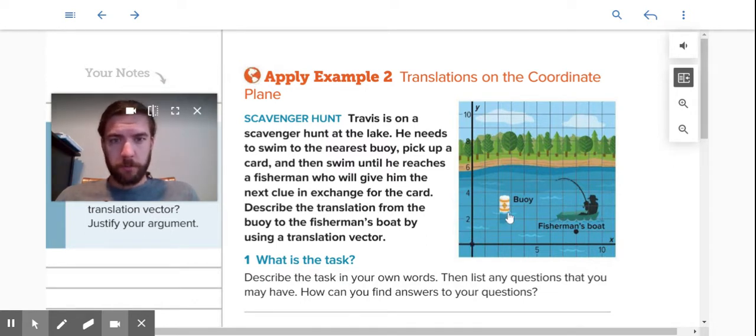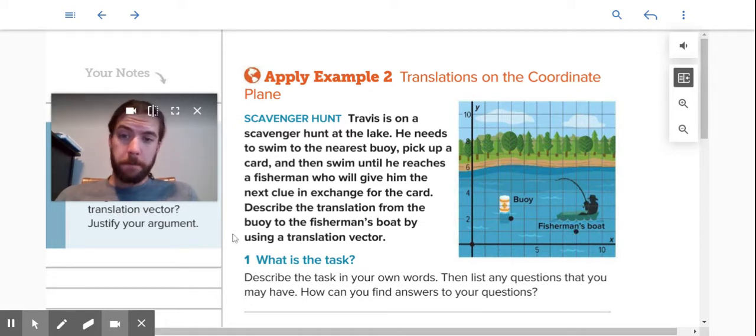He has to swim to this buoy, pick up a card, and then swim until he reaches a fisherman, who will give him the next clue in exchange for the card. Describe the translation from the buoy to the fisherman's boat by using a translation vector. So specifically, we just want to say, what does Travis need to do to get from the buoy to the fisherman's boat? What direction does he need to travel, and how far does he need to travel?